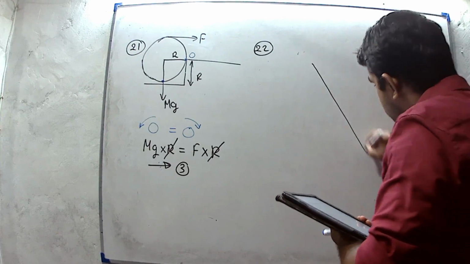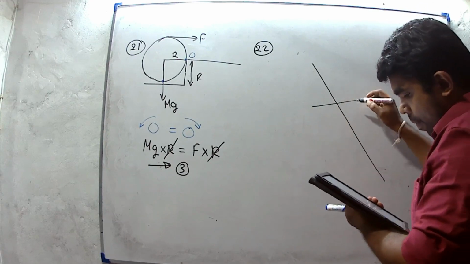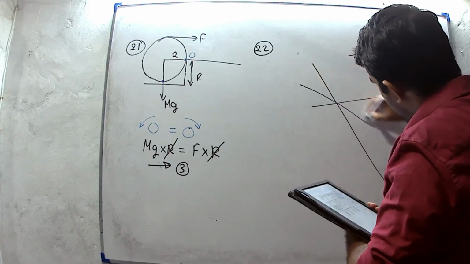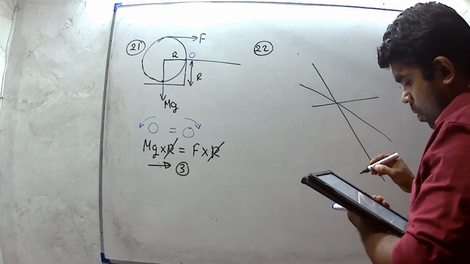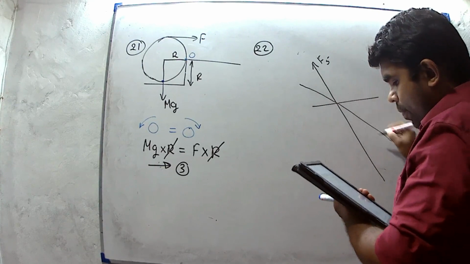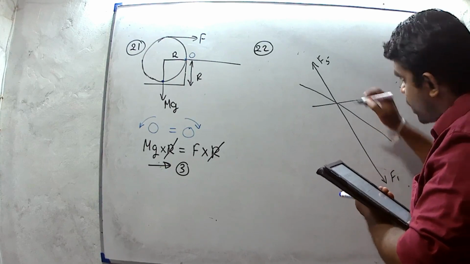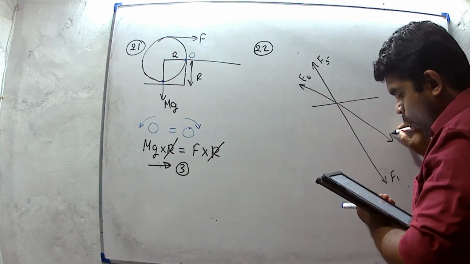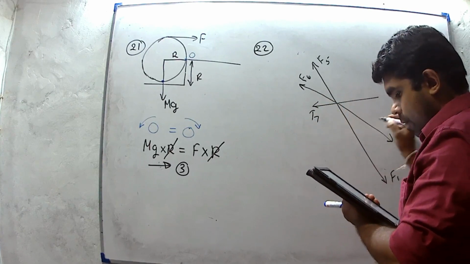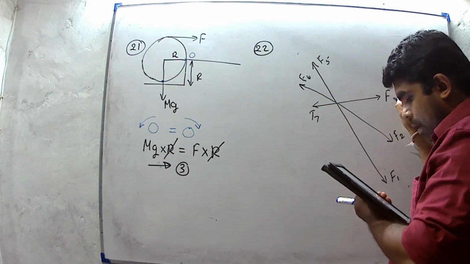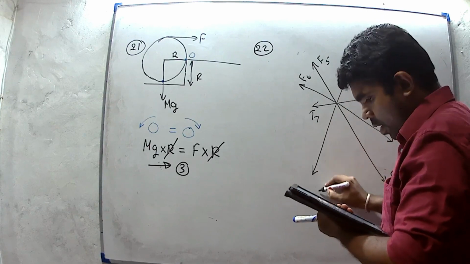I will draw a rough sketch. F5, F1, F6, F2, F7, F3, F8 and F4.